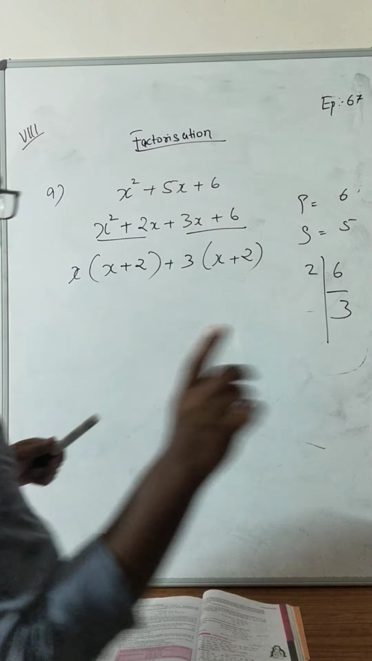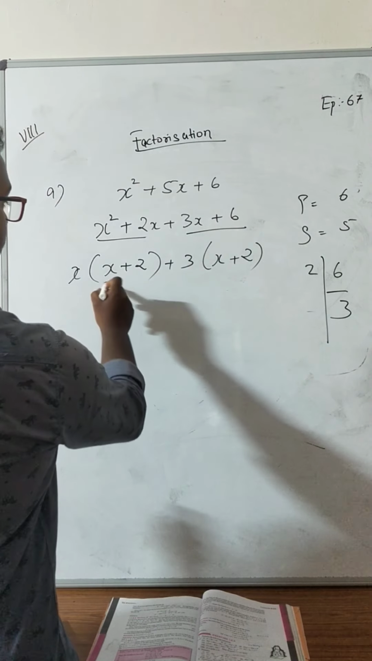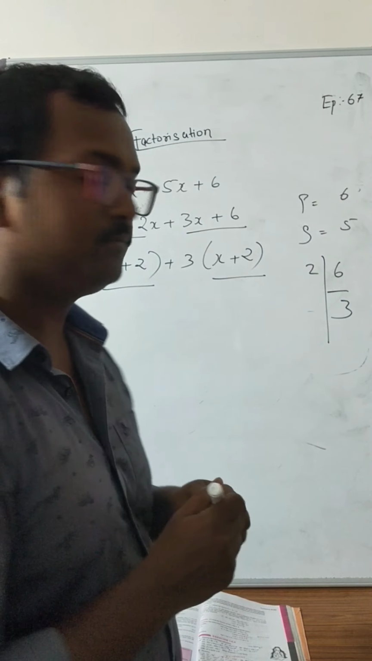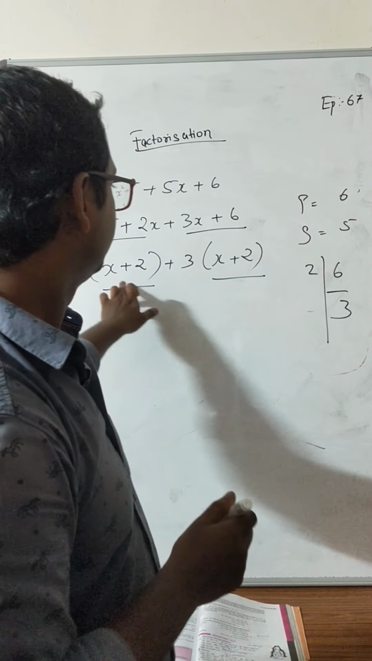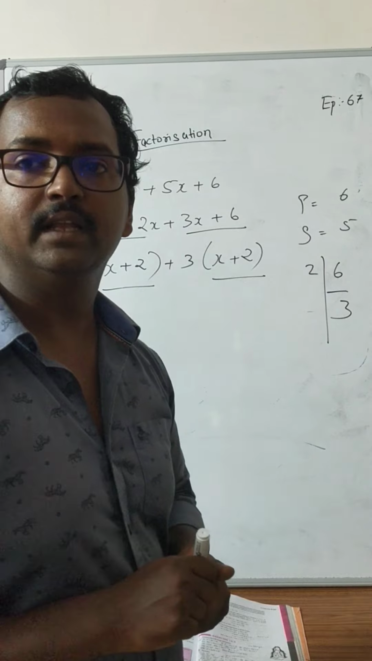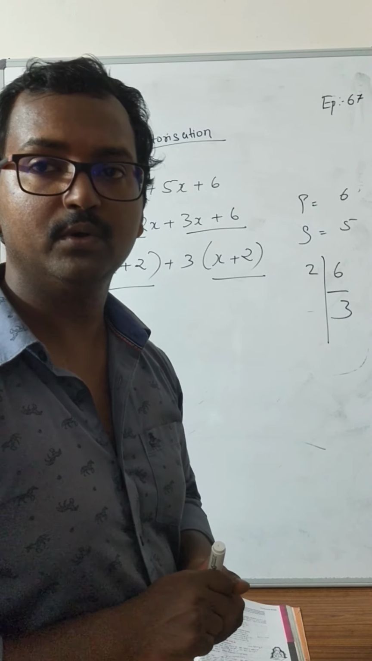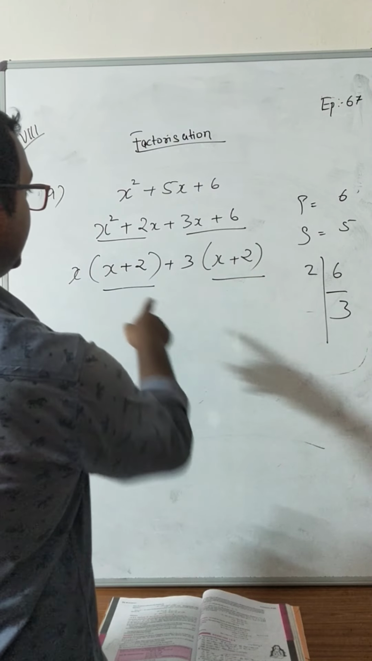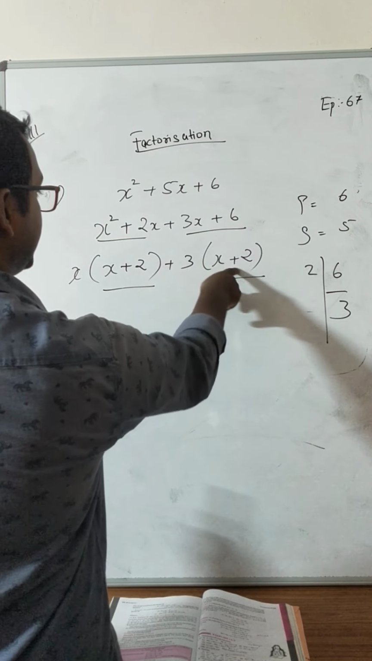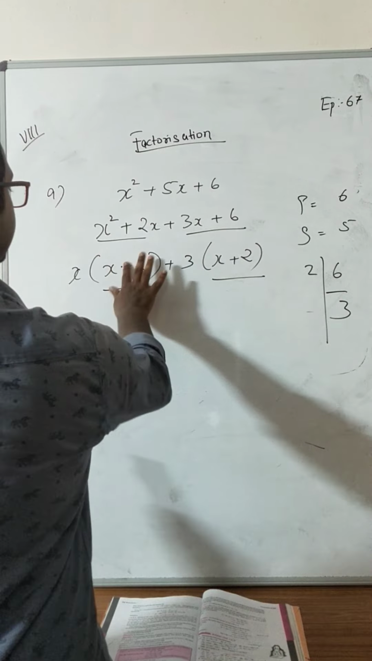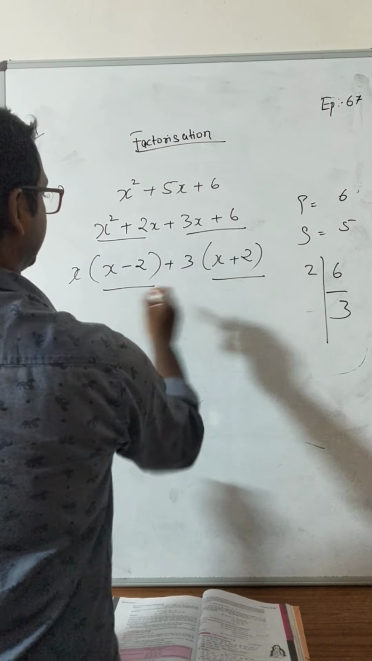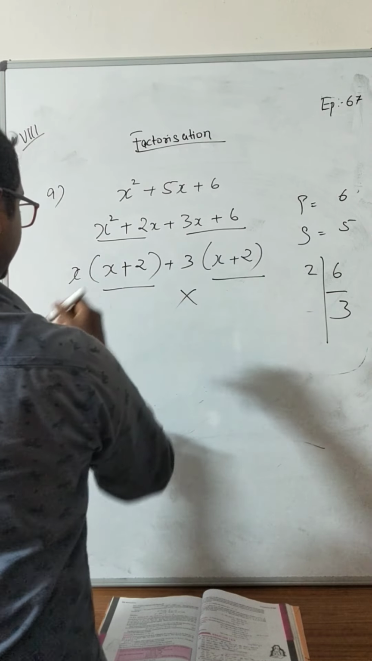Now see, you should see this very carefully. Here x plus 2, here x plus 2. If we do not get the same value when we take common, then our answer is wrong. Then we are not doing it properly, and you should be able to understand that we have done it wrongly. If here I am getting minus 2 and here I am getting plus 2, it is wrong. The sign should also be the same.